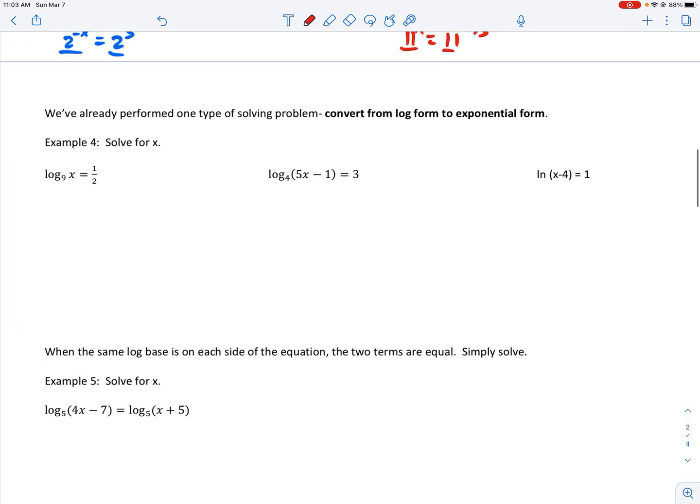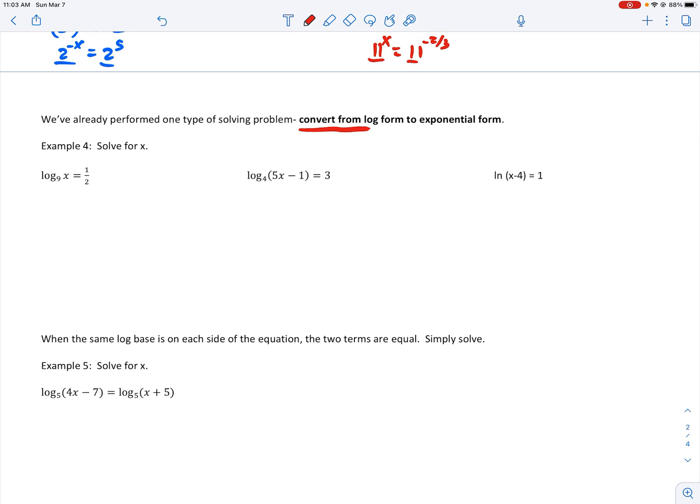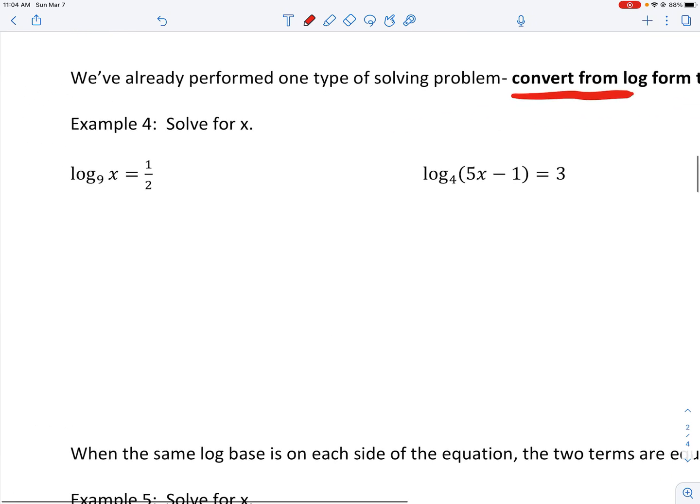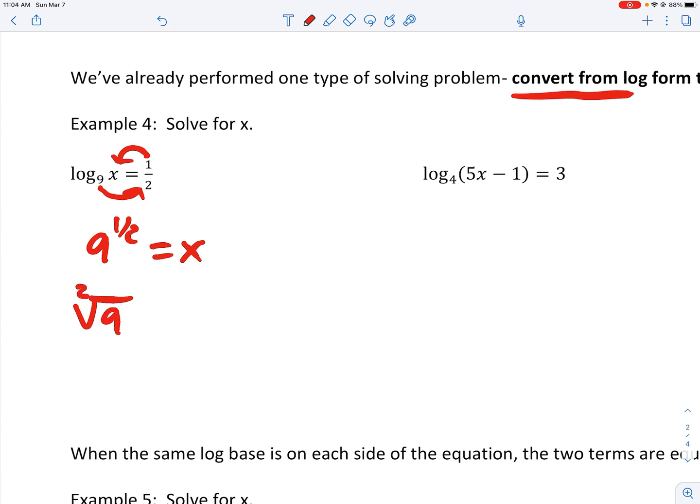So we're going to convert from log form to exponential form. So we've kind of been doing this, but now it's going to be just solving a little bit differently. So we're in log form, so it's 9 to the 1/2 power equals x. Well, 9 to the 1/2 power is asking you to take the square root of 9 one time. So that would be 3.